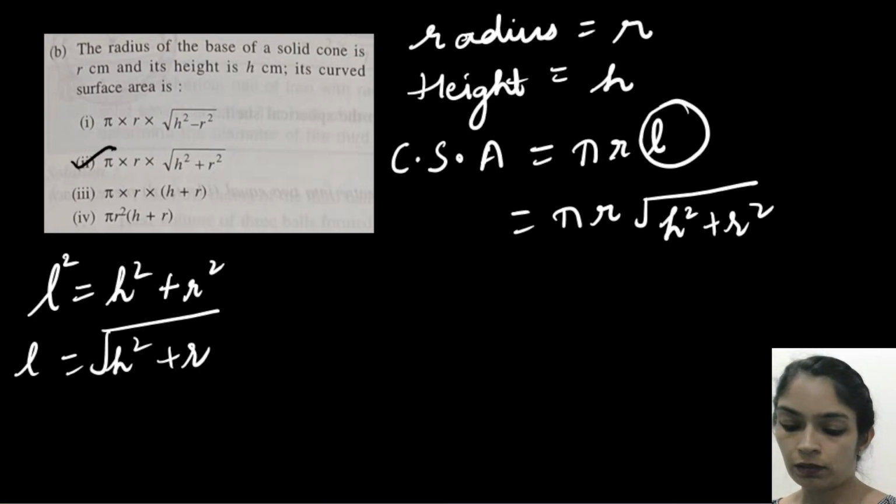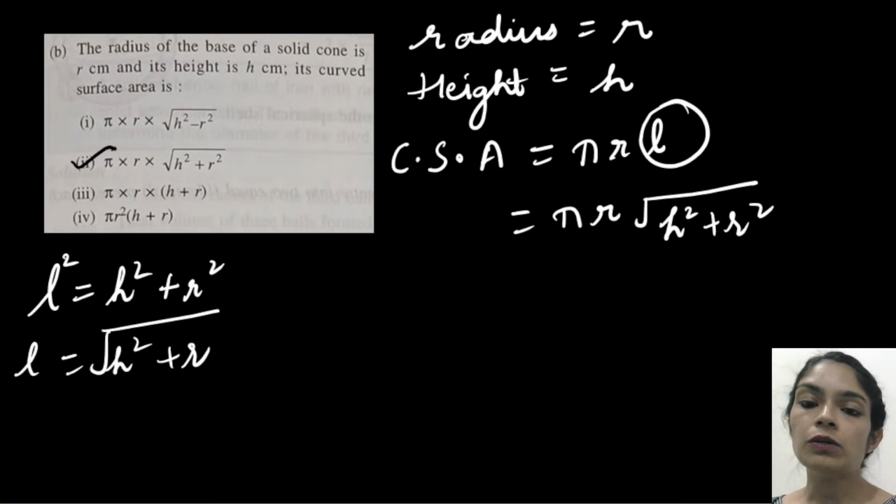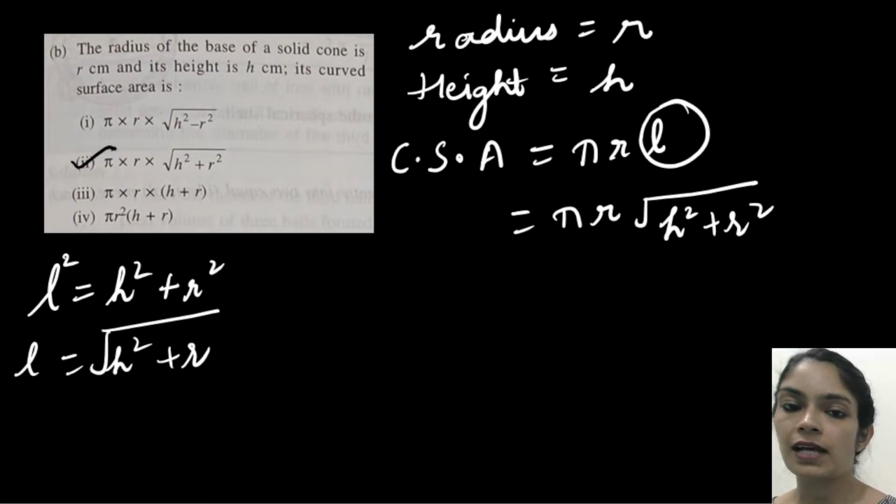Yes, the second option. Shiva Shankar has given the answer. Yes, even Divyashri. So we have to substitute l's value. Pi r l is the formula, but as per the options we have to answer because this is an MCQ. So let's do the next question now.